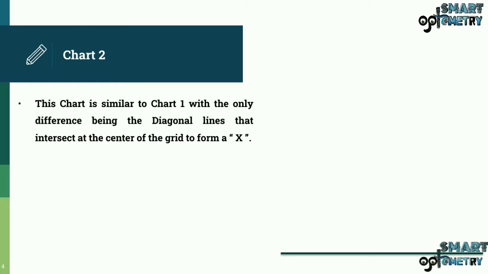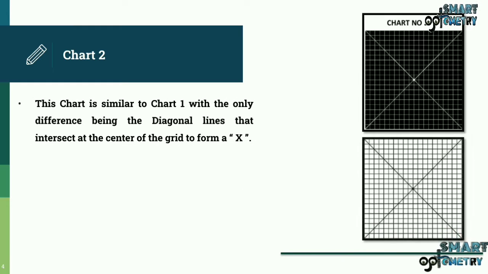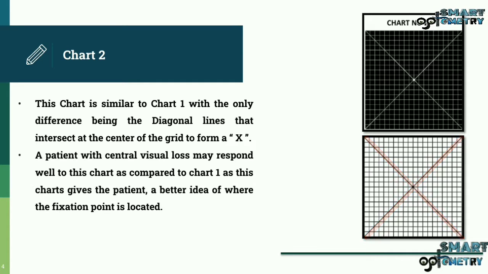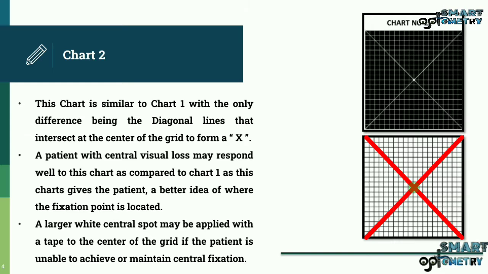Chart 2. This chart is similar to chart 1, with the only difference being the diagonal lines that intersect at the center of the grid to form an X. A patient with central visual loss may respond well to this chart as compared to chart 1, as this chart gives the patient a better idea of where the fixation point is located.